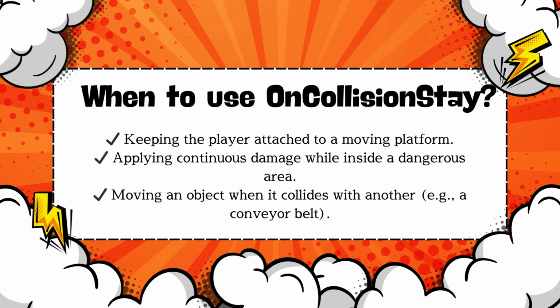When to use OnCollisionStay? Keeping the player attached to a moving platform. Applying continuous damage while inside a dangerous area. Moving an object when it collides with another, for example, a conveyor belt.